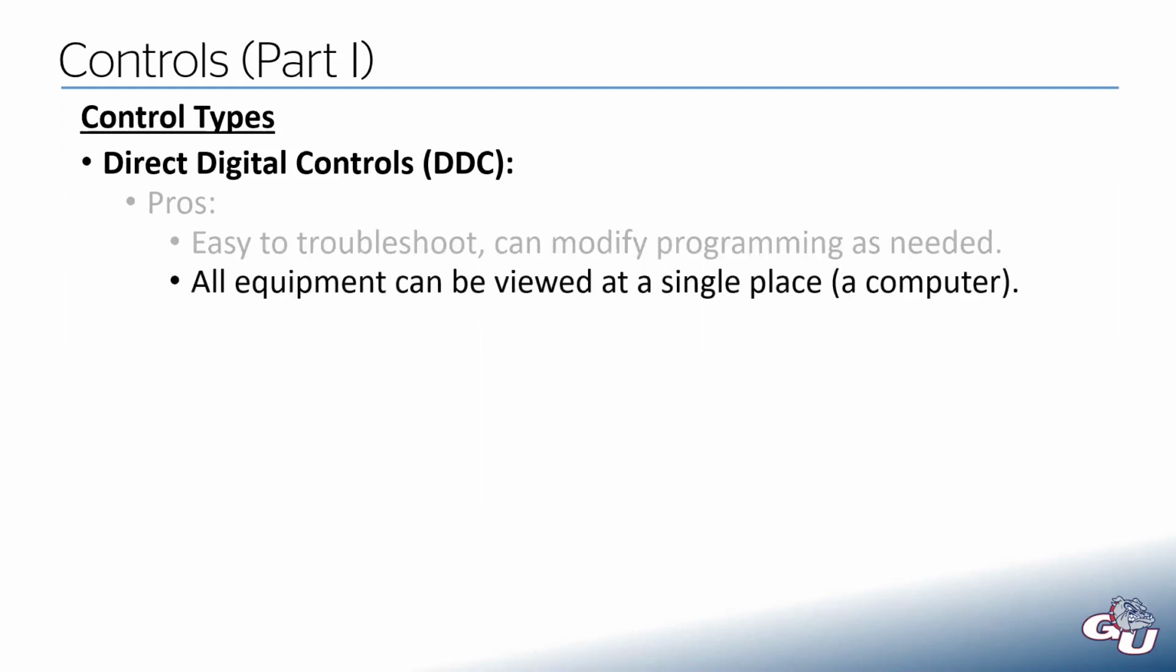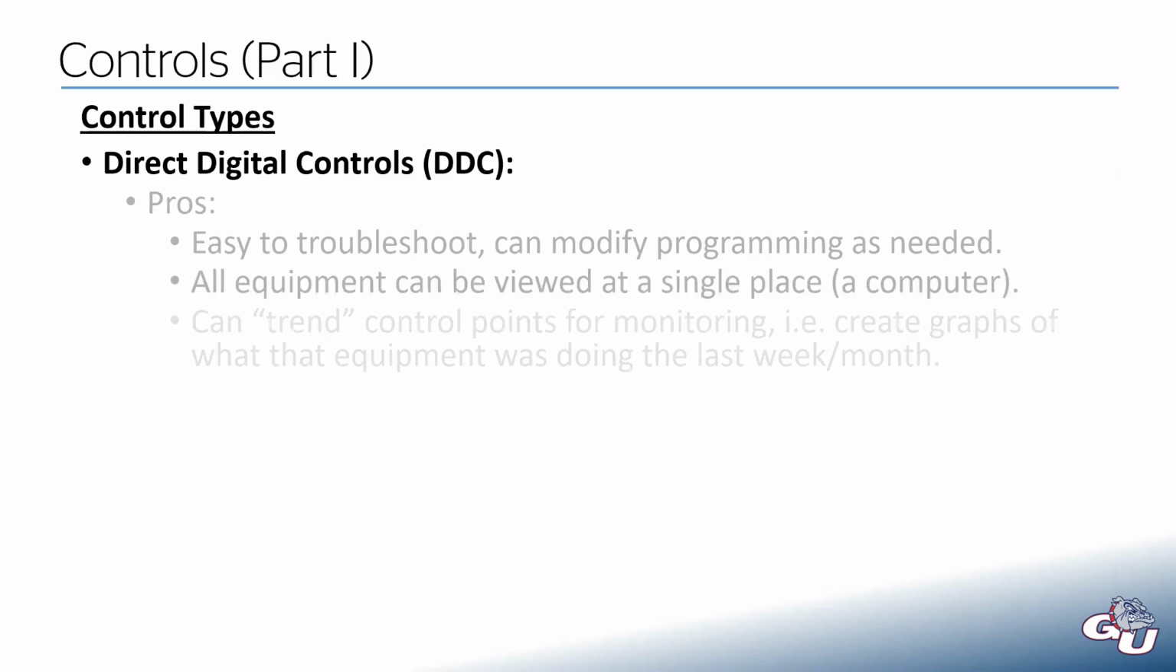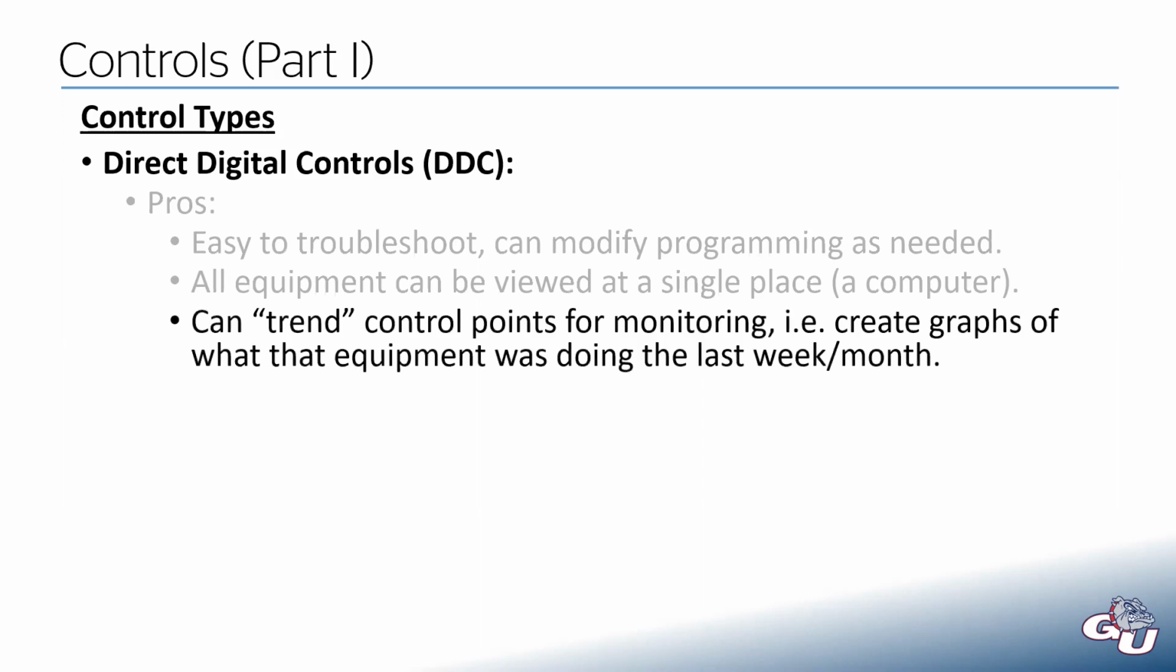We can view all of our equipment at a single place, wherever that central computer lives. It's usually within the building, wherever the HVAC technicians are working, but you can also usually access it from offsite as well. You can also trend control points for monitoring.